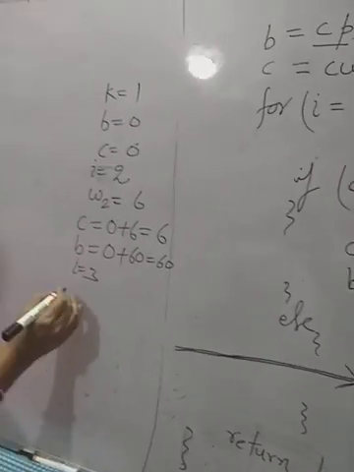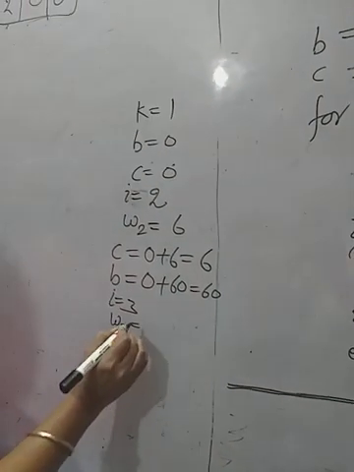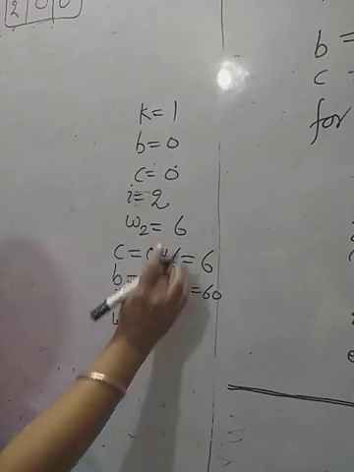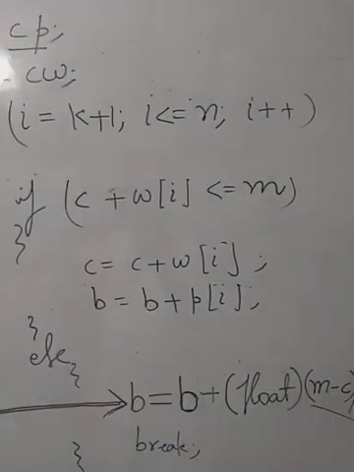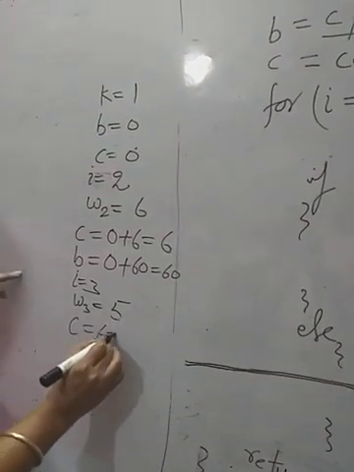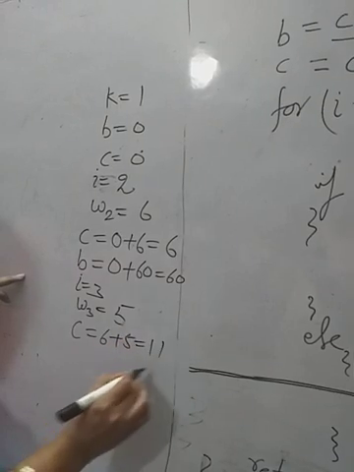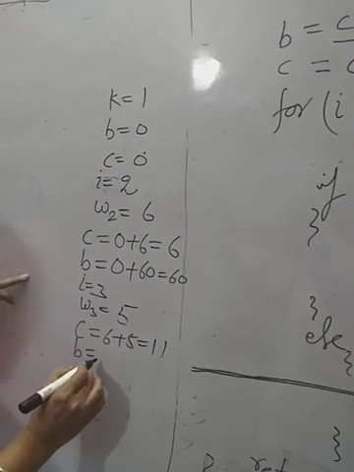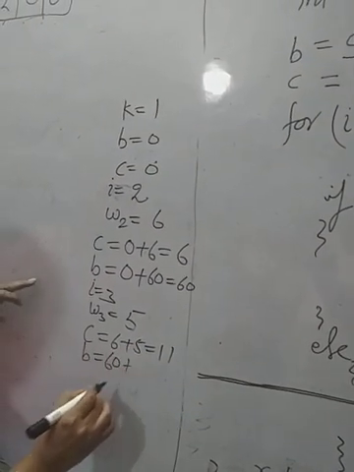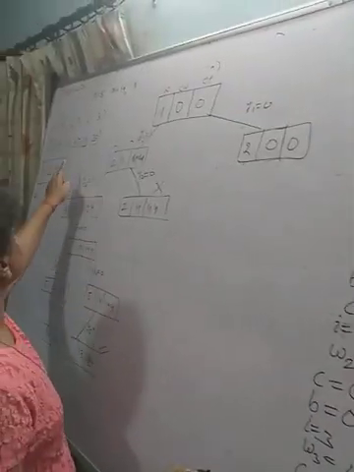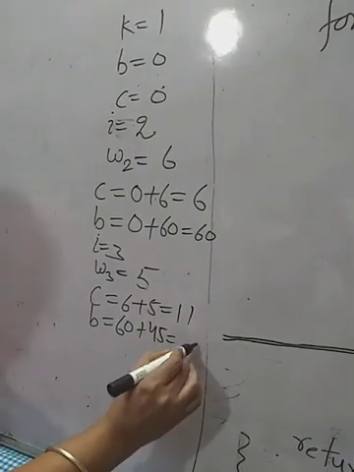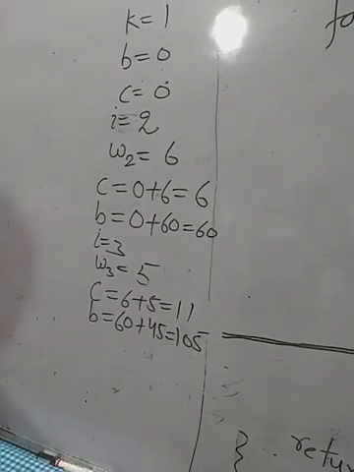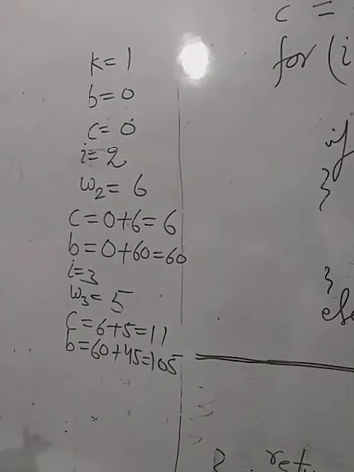i equal to 3. So W3, here W3 is 5. So 6 plus 5 is less than or equal to 14. So again C will be updated. C is 6 plus 5, 11, and the profit earned is 60 plus the profit of the third object. Profit of the third object is 45, so 60 plus 45 is 105.